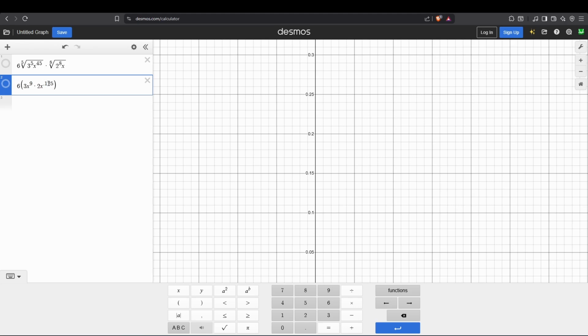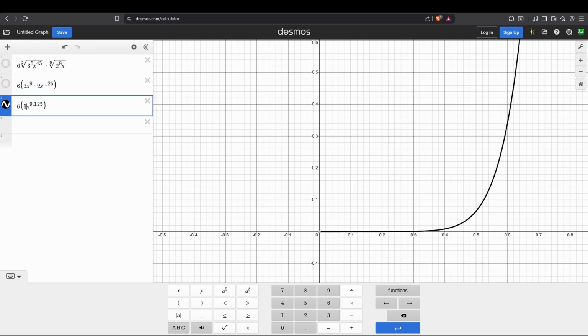So now we can combine some like terms. We can combine this 3 and this 2 to get 6 times 6, and then we can also combine these x's. So what's x to the 9th times x to the 0.125? When you're multiplying, you have to add the two exponents. So in this case, it would be 9 plus 0.125, so it would be 6 times x to the 9.125. And then we now just have to distribute the 6 to the rest of the equation.